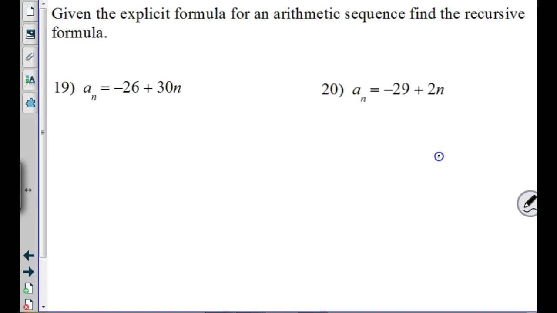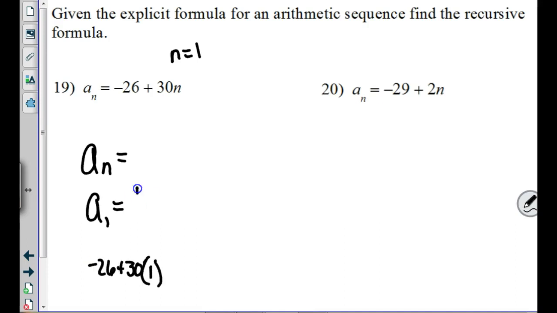All right, given explicit, find the recursive. What do we need to have recursive? We need two parts. How do we find the first term, though, given this form? It's not shown there. We have to put in n equals 1. That's why it says here a sub 1. So when I put in n equals 1, I get negative 26 plus 30 once, which is 4. So the first term is 4.